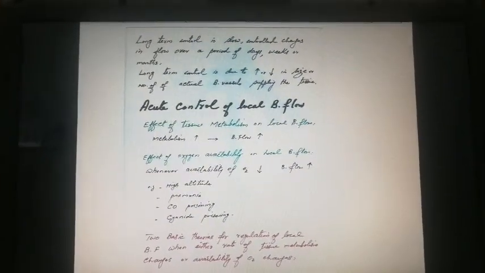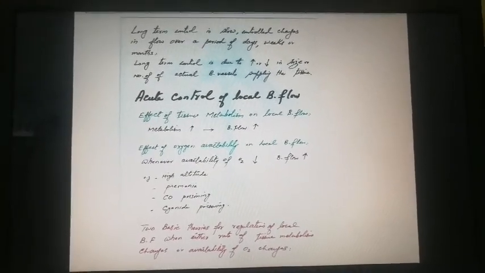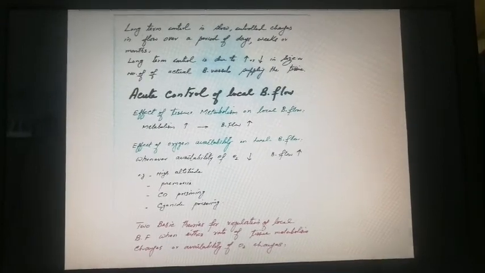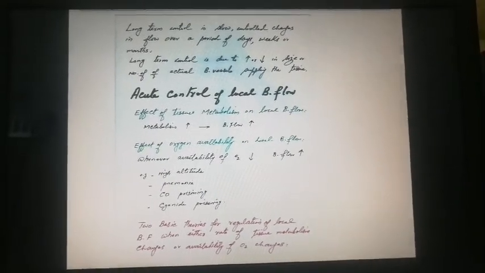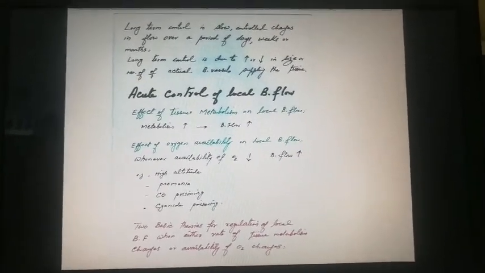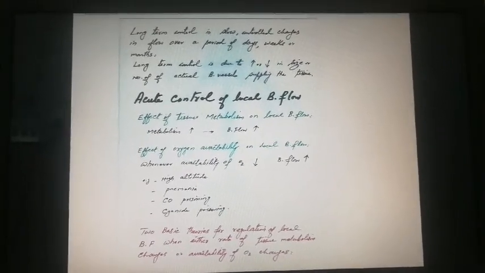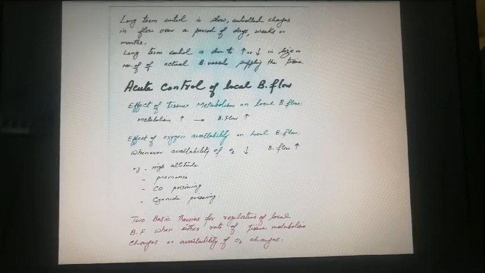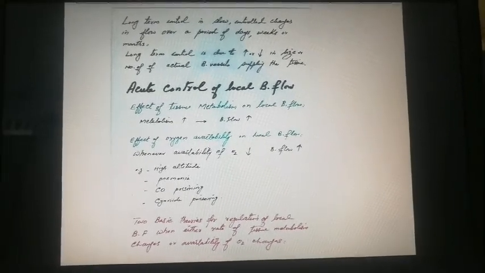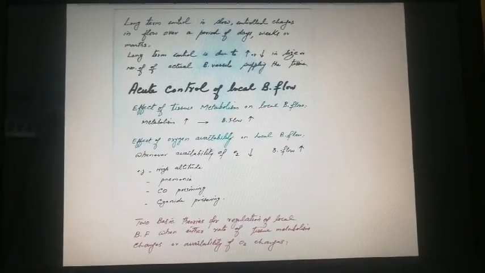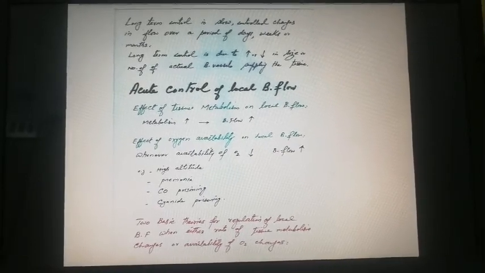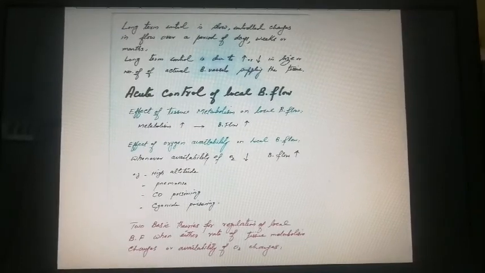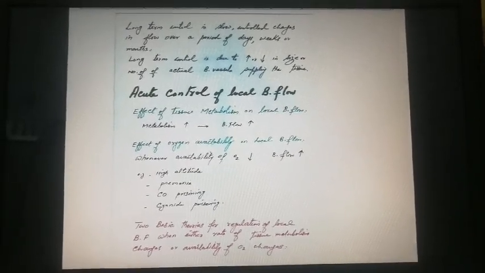And the long-term control is slow. It controls changes in flow over a period of days, weeks, or months. So it takes a long time to take the control. Long-term control is due to an increase or decrease in the size or number of actual blood vessels supplying the tissues. In this process, there occurs new vessel formation, that is called neoangiogenesis.